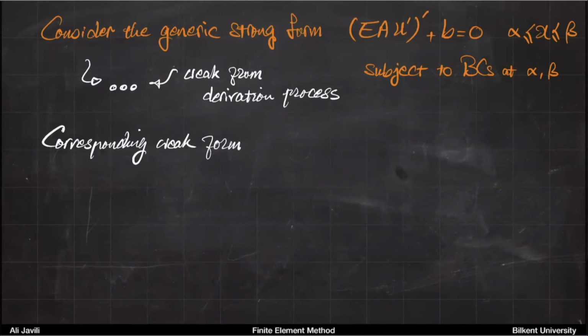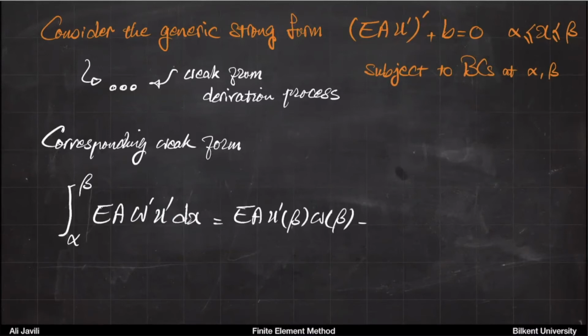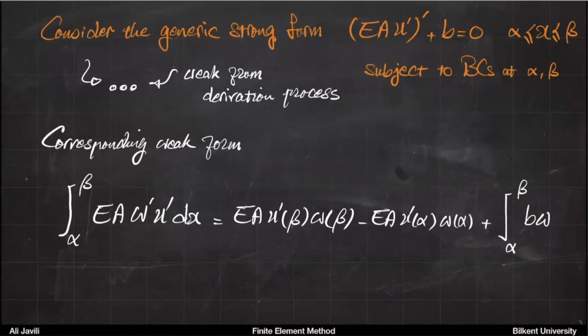First of all, it's an integral from alpha to beta of EA W prime U prime dx, equals EA U prime at beta times W at beta, minus EA U prime at alpha times W at alpha, plus the integral of B W, because you multiply it also by the test function.